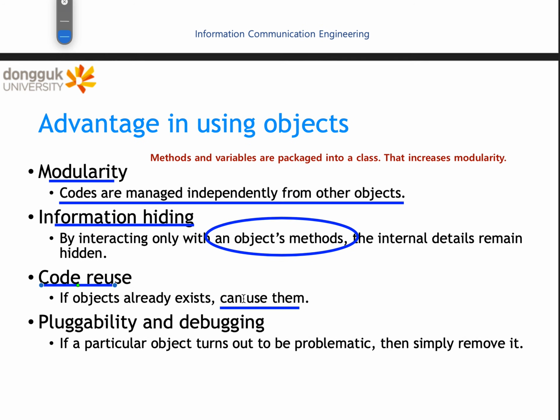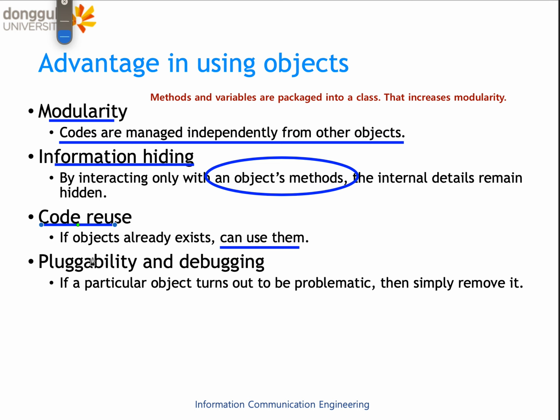Also, because this is modular, if something is problematic, then you can simply remove it without thinking about other parts. Because everything is working inside of one object, one class, if something bad happens, then just look at this file, this class. You do not have to go outside of the class. So that increases pluggability and debugging characteristics. That is why many people recommend implementing software systems using object-oriented language.